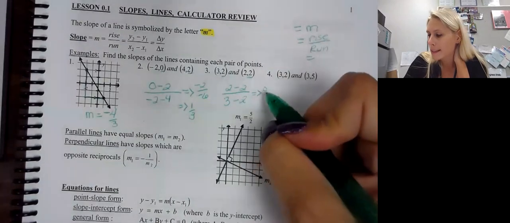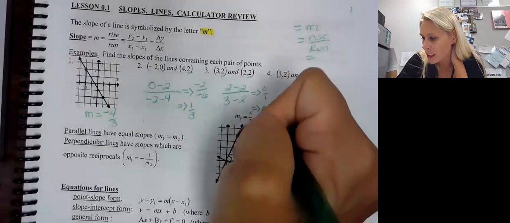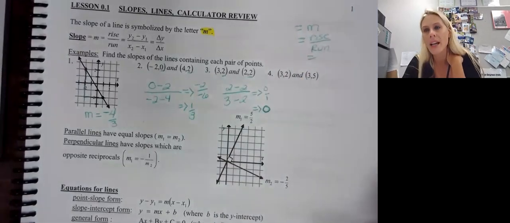Well, guys, 0 over 1 is 0, and I need you to define that. Don't keep it as 0 over 1. Put it in as 0.